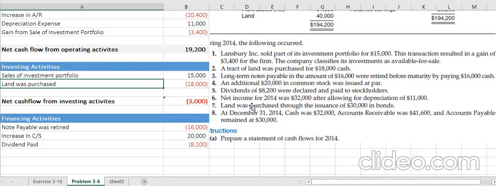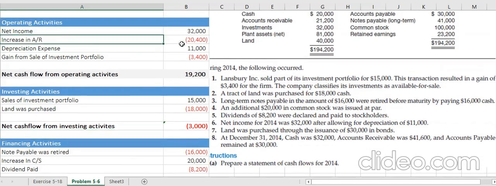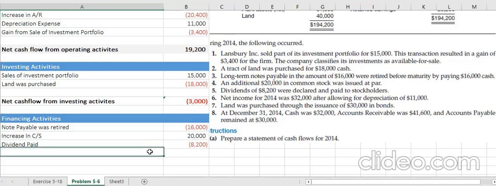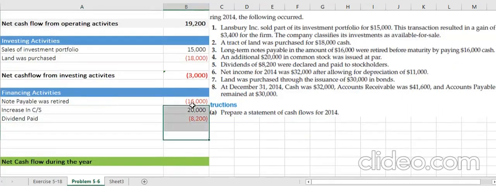Okay, then at December 31st 2014, which is the last day of the year for which we are preparing the cash flow statement, the cash balance is $32,000. Okay, we will use this information. Account receivable information, 41,600, was also already used. If you remember, we had used it here while calculating 20,400. Account payable remains 30,000. It is already discussed, so there is no information remaining. So that's it. We can conclude and we can calculate the net cash flow.